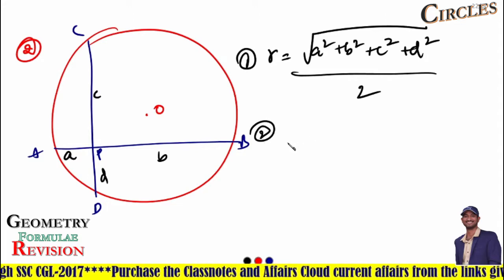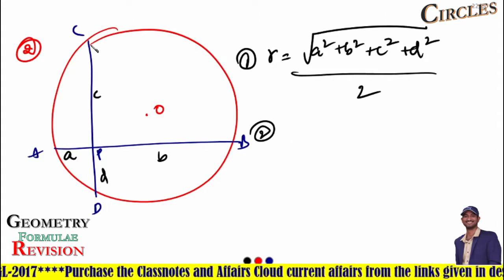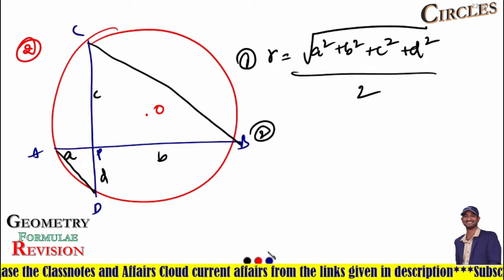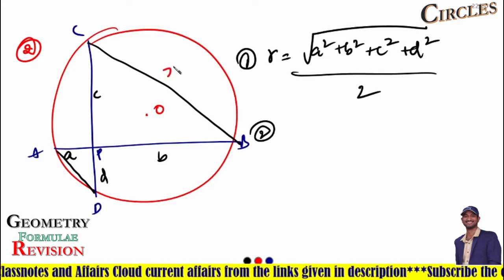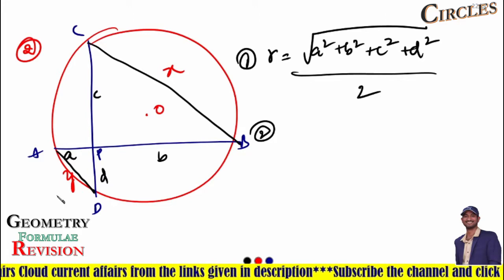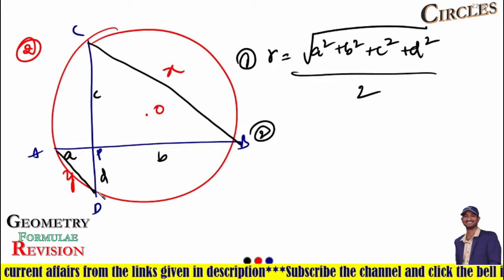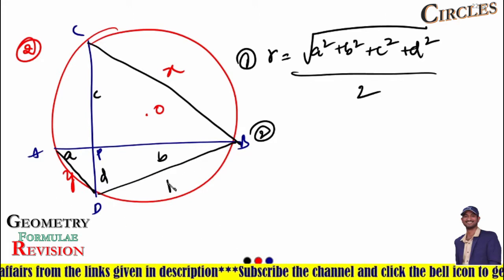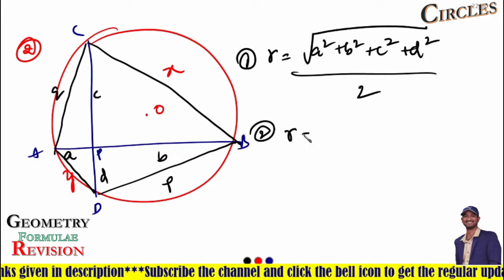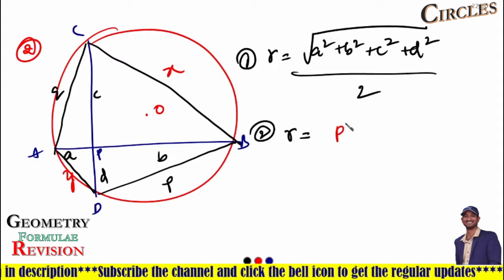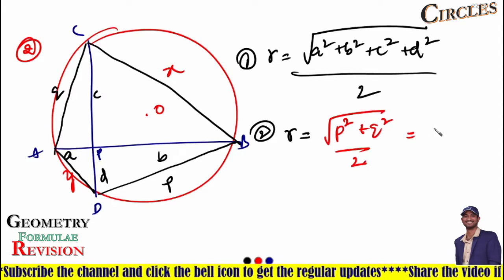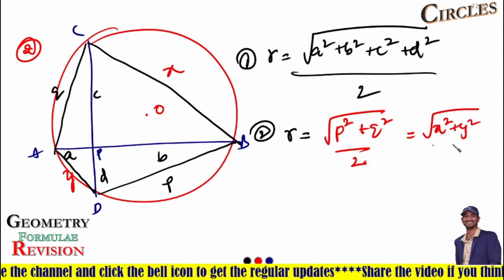Second point, if BC and AD lengths are given, for suppose BC is some X and for suppose the length of AD is some Y. Okay, or for suppose this length BD is some length P and for suppose this length Q is given, then the radius of the circle is equal to the square root of (P square plus Q square) by 2, or the square root of (X square plus Y square) by 2.